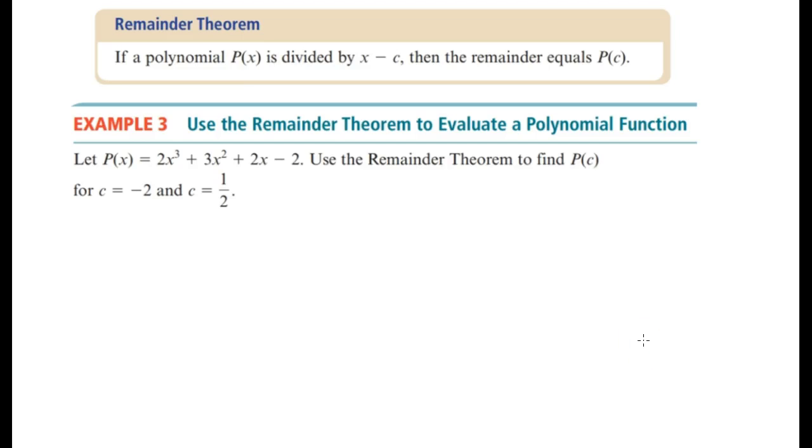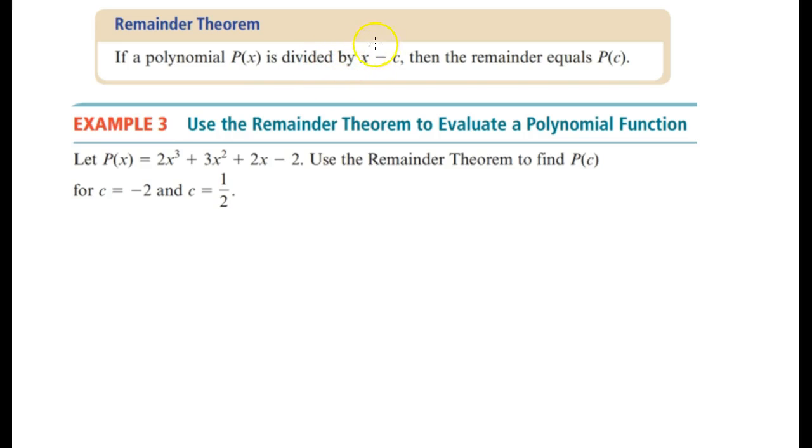All right, now we're looking at example 3. We're going to use the remainder theorem, which is listed at the top, to evaluate a polynomial function. So the remainder theorem says that if p of x, our function, is divided by x minus c, then the remainder equals p of c.